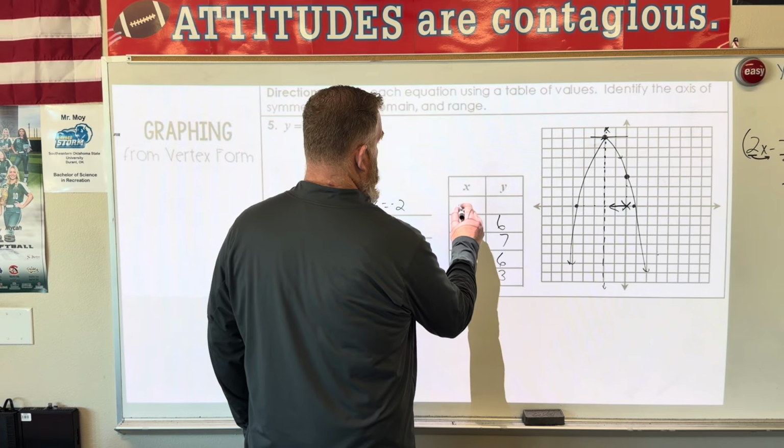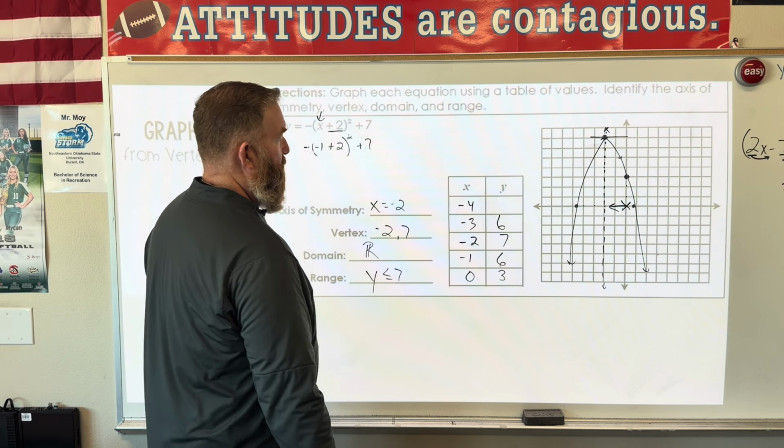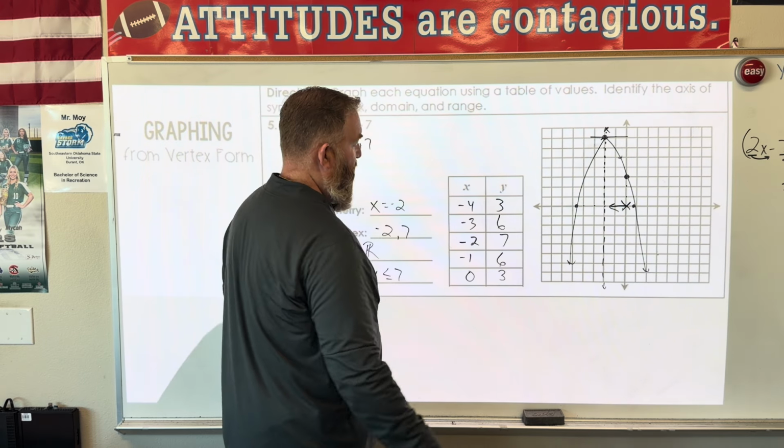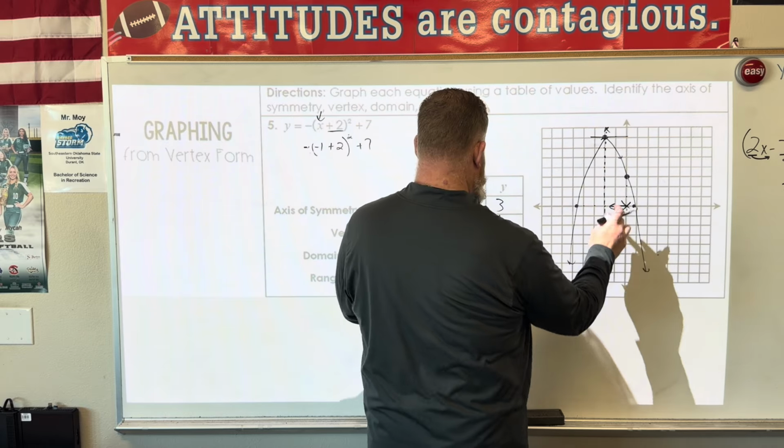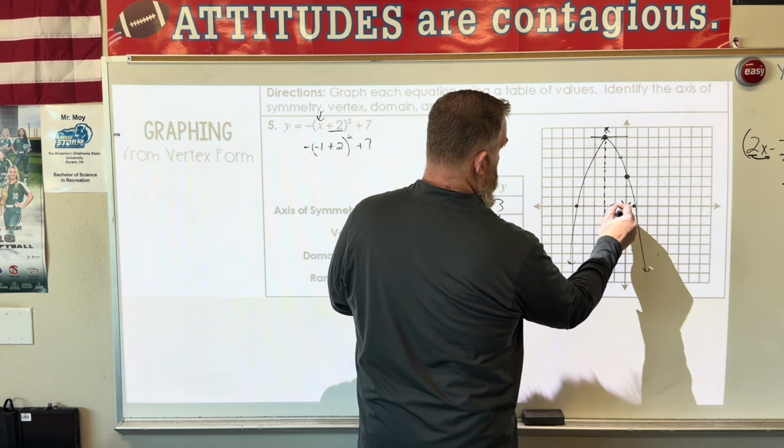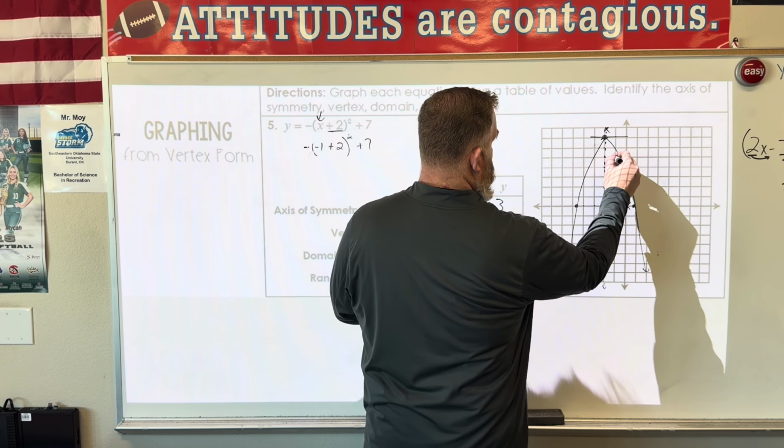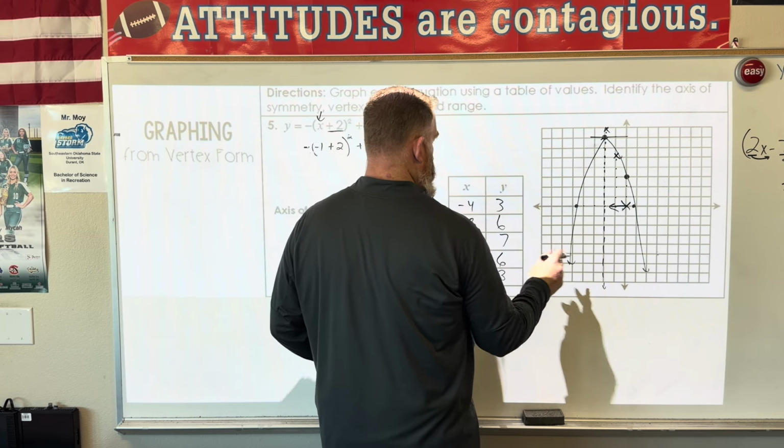Nope, that's right. What's -4? -4 is 3. So let's see if we're right. 0, 3, we've already taken care of. -1, +6. 1, 2, 3, 4, 5, 6. Yeah, that's pretty close. I'd call that good.